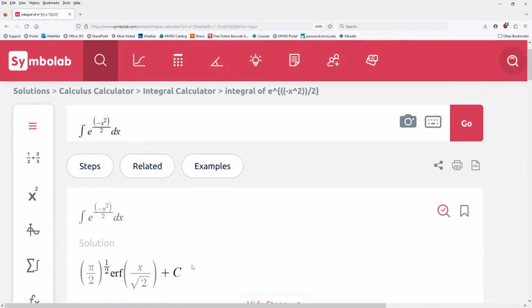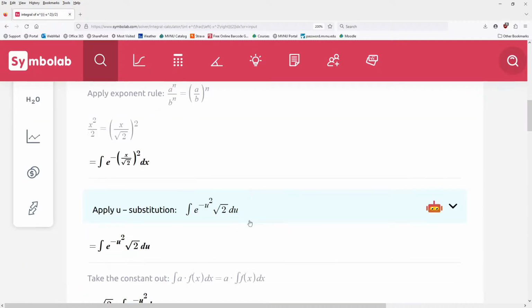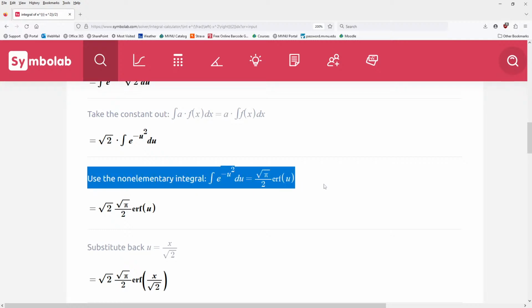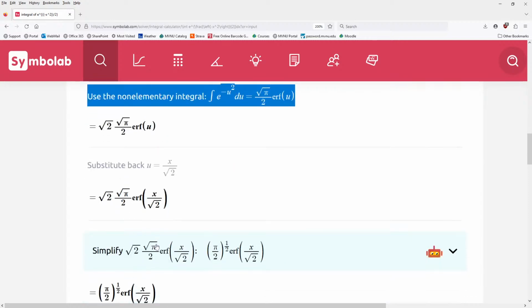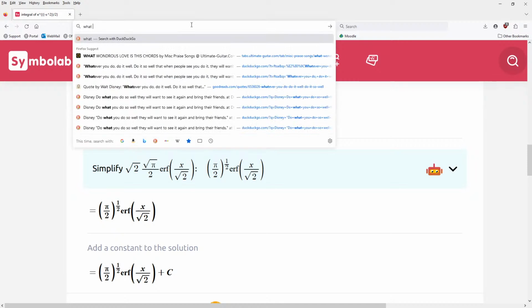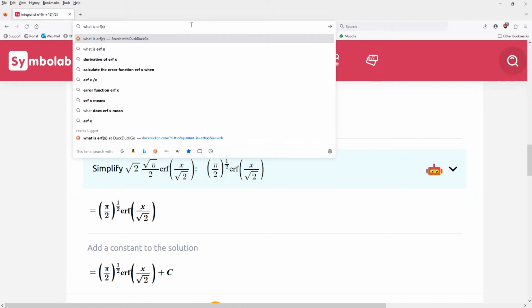Wait a minute. What is that? What is ERF? I've never heard of ERF. Actually, I've heard of ERF. But what is ERF? Let's see, does it tell me what ERF is? It just all of a sudden says, use the non-elementary integral, ERF. Okay, I'm going to have to Google ERF now. What is ERF? Maybe I should do ERF of x, question mark.